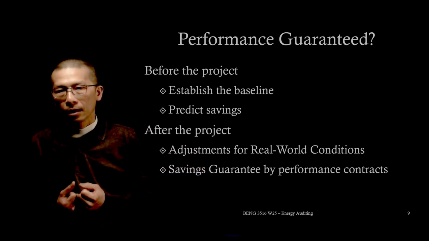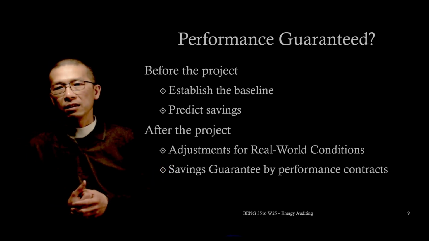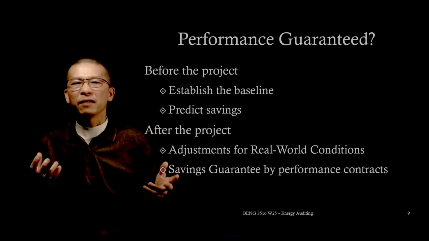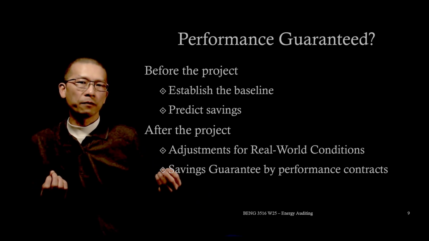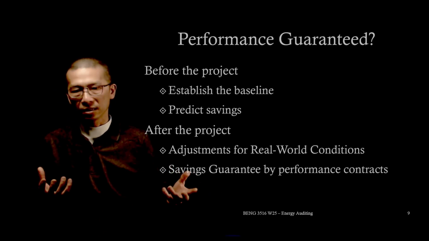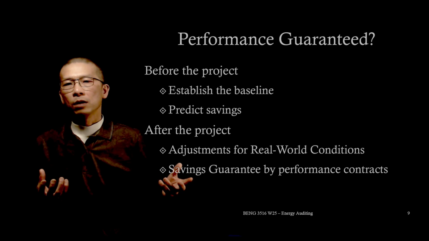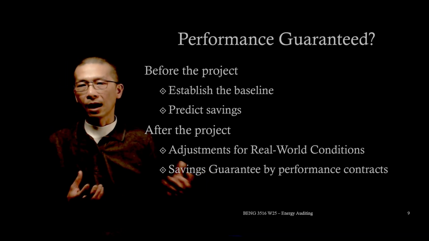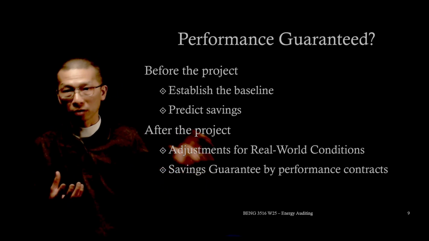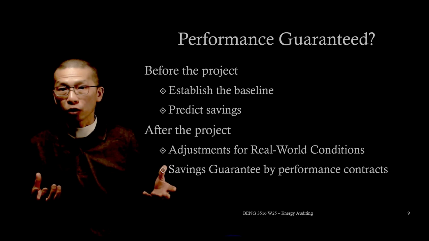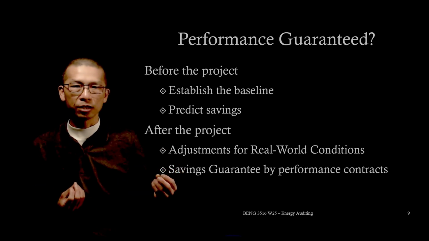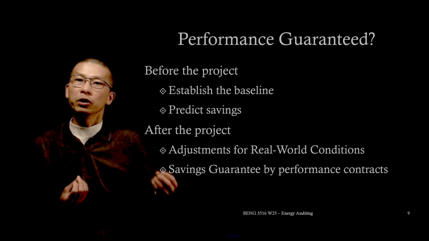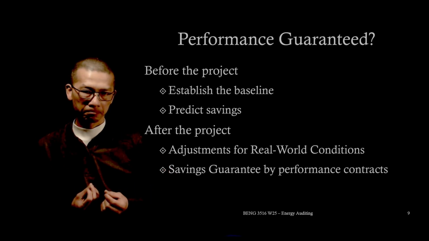And so we'll talk about IPMVP options A, B, C, D. Let's say we use option C, the whole facility, or option B, retrofit isolation. Again, we will talk about those options later. The adjustment for these factors ensures the savings calculation reflects the real performance improvement.